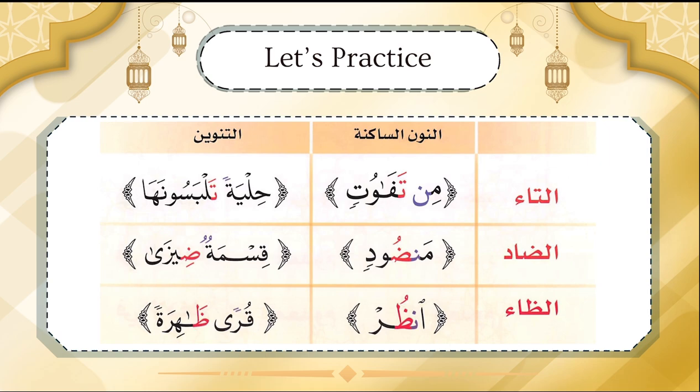Now let's go. Mawdud. Right. Qismatun dhiza. Lovely. And then al is just a dal mufakham, that one is easy. So it's just unzur. So you just make it heavy, it becomes the, basically. So unzur. Quran zahira.